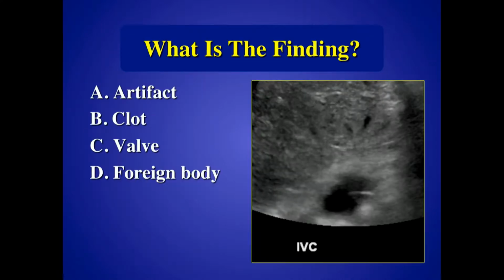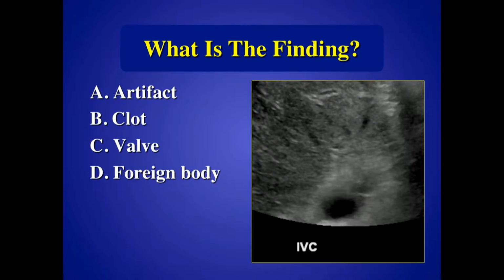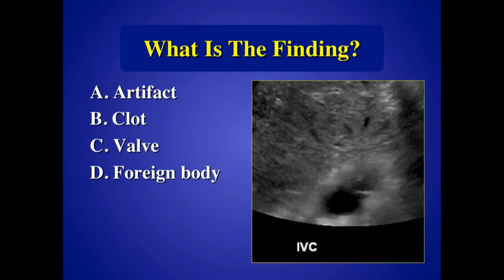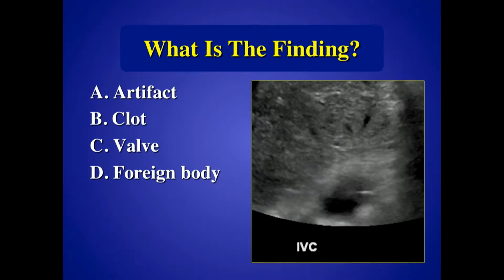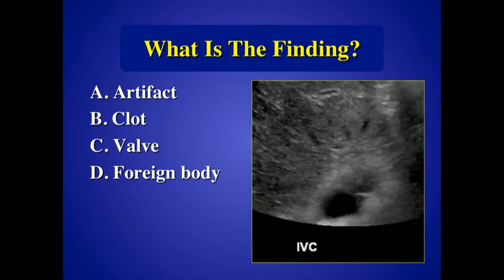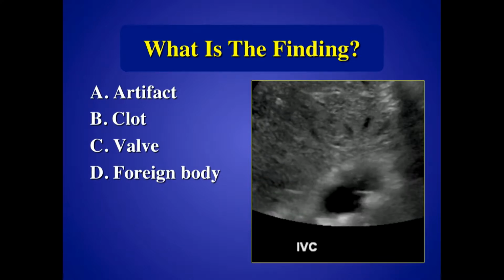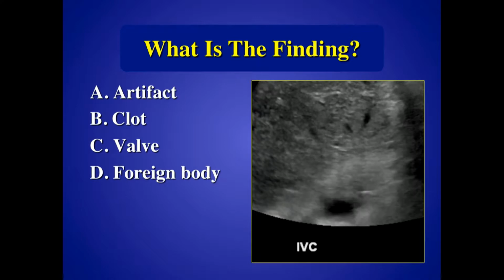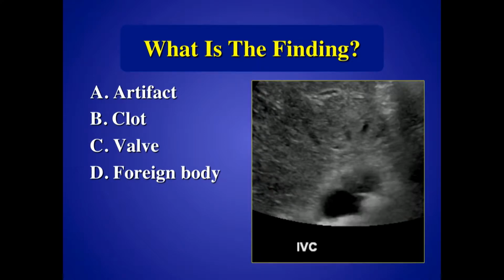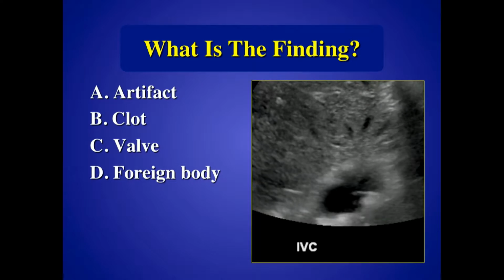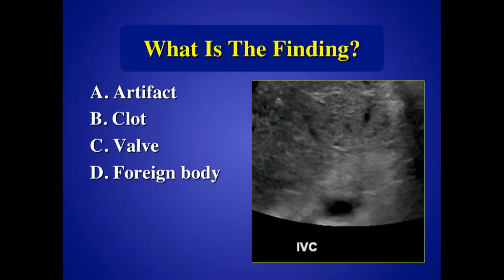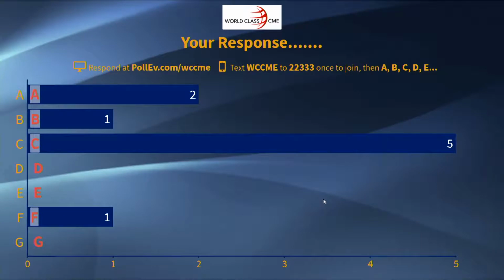So now we'll poll and see, what do you think it is? Is it an artifact? Is it a clot? Is it a valve? Or is it some type of foreign body? Okay. So let's see what the responses are. Okay, so majority call it a valve. So if it's a valve, what kind of valve is it? Are there typically valves in the IVC? How often do you see valves in the IVC?